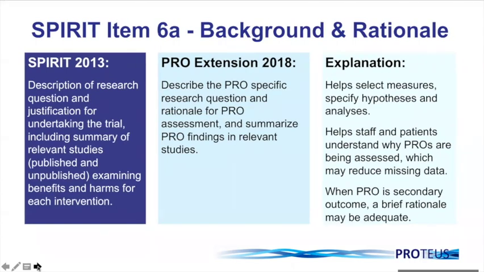The next item, Spirit item 6A, is focused on the background and rationale. The 2013 item asks us to describe the research question and justification for undertaking the trial, including a summary of relevant studies examining the benefits and harms for each intervention. But the extension item for PROs goes further than this and asks us to describe the PRO-specific research question and the rationale for assessment, and summarise PRO findings in relevant studies.